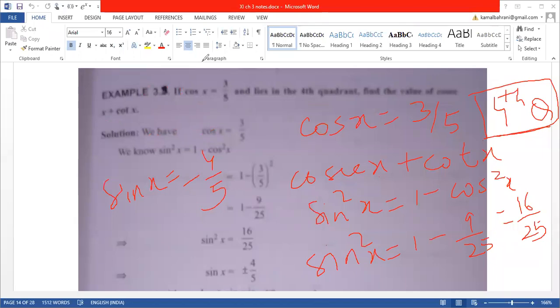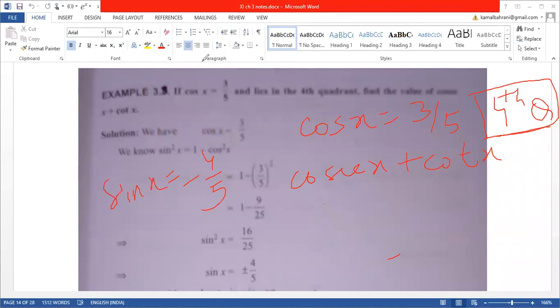Now, if sin x is minus 4 by 5, what do we have to find? The value of cosec x and cot x. So cosec x will be equal to minus 5 by 4. Clear? Minus 5 by 4. Again, it lies in the fourth quadrant, so cosec x will also be negative.